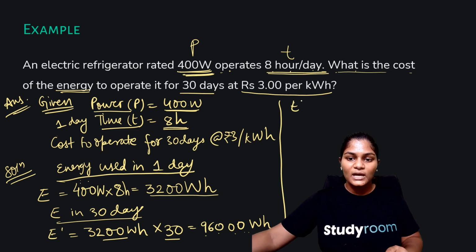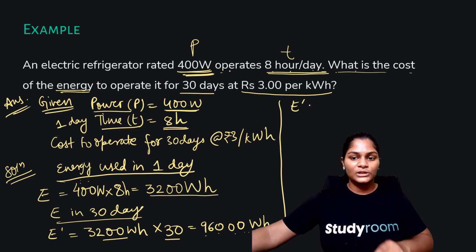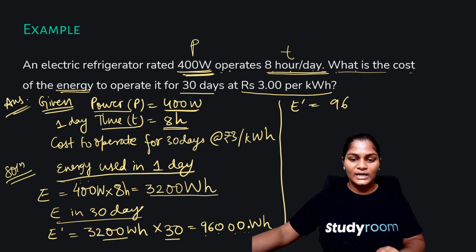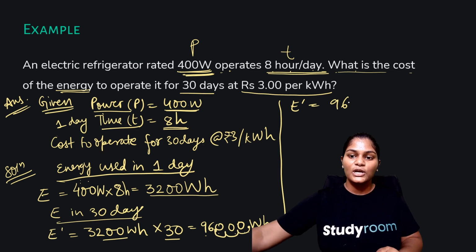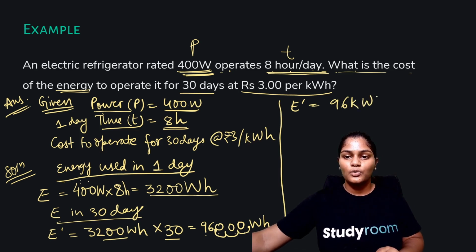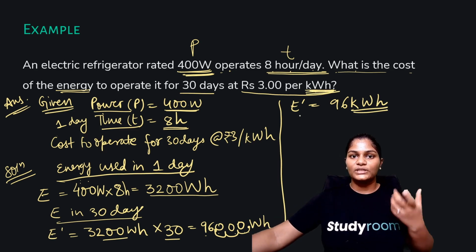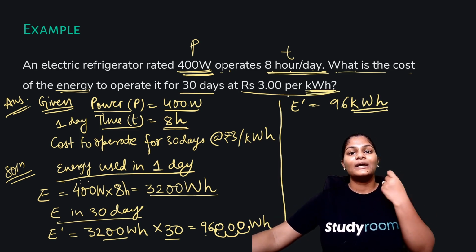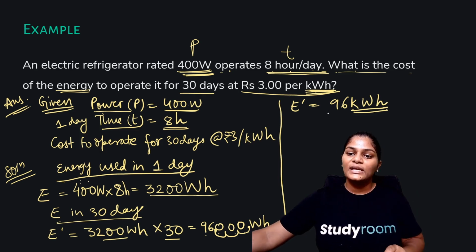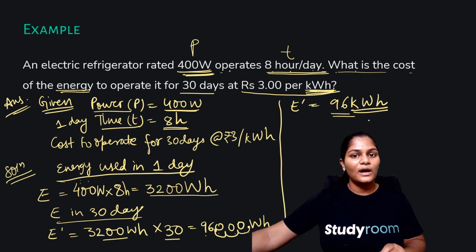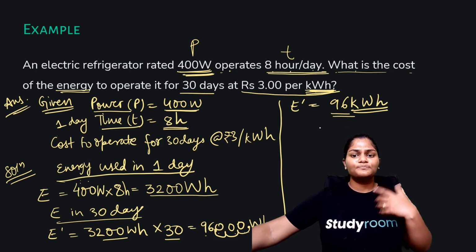So what does this become? The new energy, which is the energy for 30 days, is 96. So our decimal is actually here. It goes 1, 2, 3 places back. So 96 kilowatt hour. Now we have the unit which is actually used in the money unit that we have here: 3 rupees per kilowatt hour. Great. Now we have 96 kilowatt hours for 1 month.